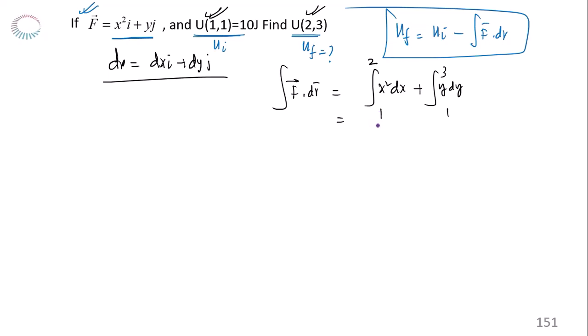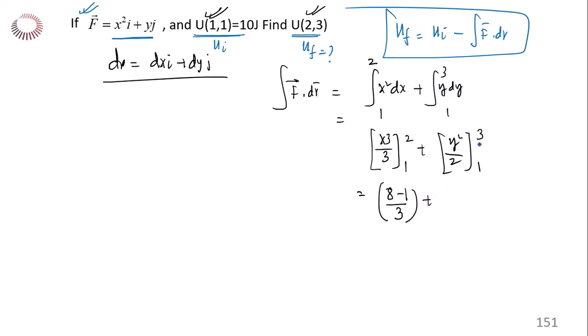So it gives x cubed by 3 with limit from 1 to 2, plus y squared by 2 with limit from 1 to 3. So 2 cubed means 8 minus 1, over 3, plus 3 squared means 9 minus 1 squared means 1, over 2. This part is 7 by 3, and this part is 8 by 2, which is 4. So 7 by 3 plus 4, that is 12 plus 7 is 19, so 19 by 3. The integration result is 19 by 3.